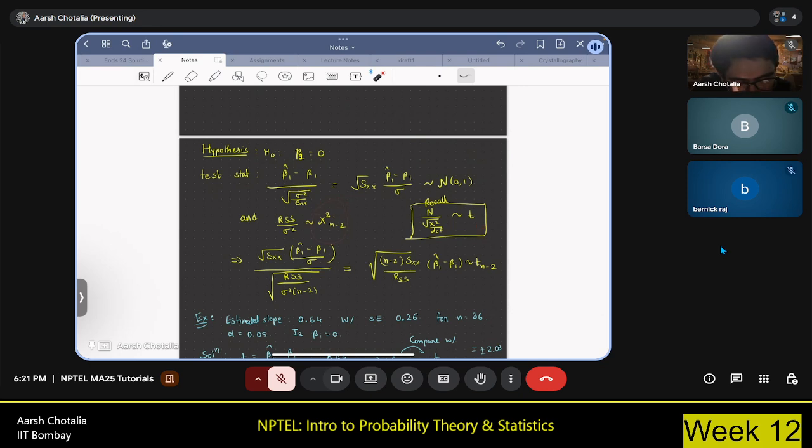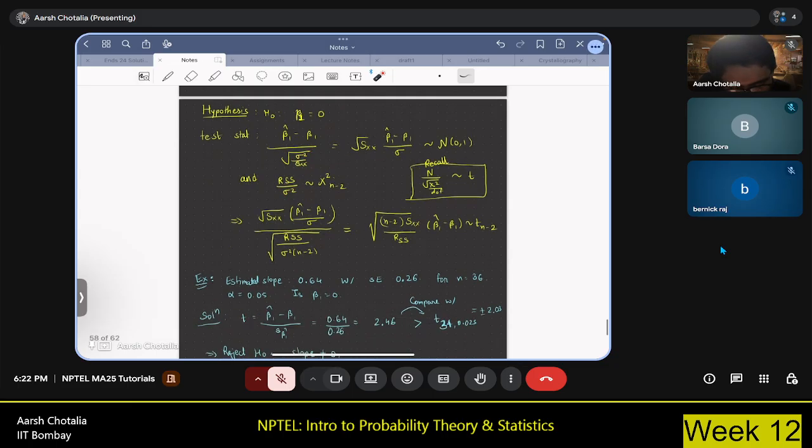As you can see, if you divide this by square root of this, we just want to get rid of this sigma, so that we'll be able to do that. Finally, the test statistic is the ratio of these two, which does not involve sigma. Sigma gets cancelled. The final thing that remains is square root of n minus 2 Sxx divided by RSS times beta 1 cap minus beta 1, and that would follow a t distribution with n minus 2 degrees of freedom. Once you know that, this becomes your test statistic.